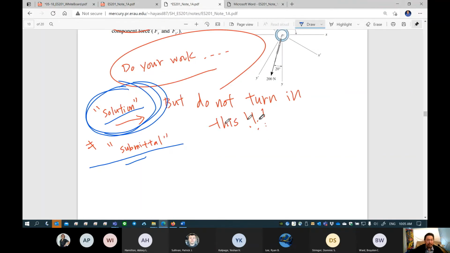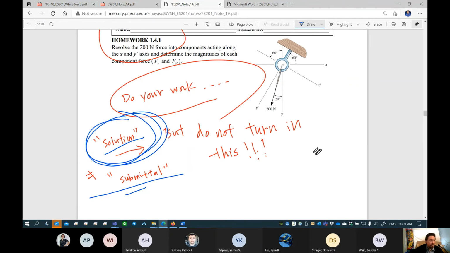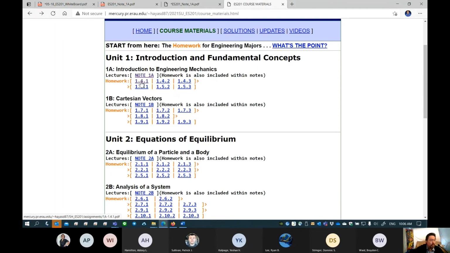You just keep your original solution, because this is your work. You don't have to organize it. You don't have to explain any detail because you are the only one who understands this solution. But when you submit your homework, go to the homepage, download each homework worksheet, try to explain what you did, and submit it to me.